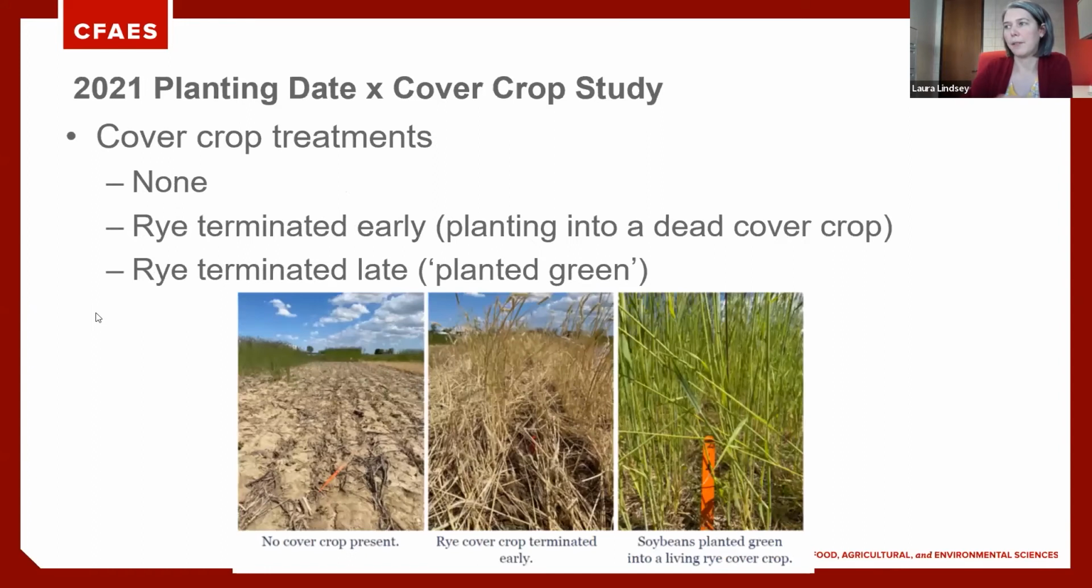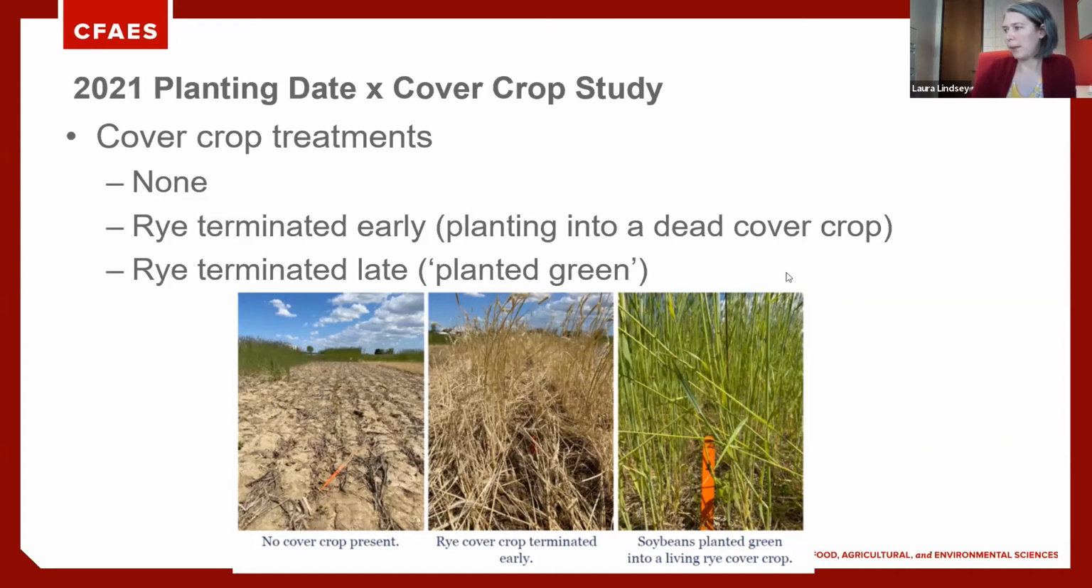And then we also had cover crop treatments. So we looked at none, so a non-treated control. We looked at rye that was killed early, so we planted into a dead cover crop. That's this middle picture here. This was all terminated with herbicide. And then we had a plant green or rye terminated late treatment, which is this last picture. Basically we planted soybeans and then killed the cover crop with herbicide within 1 week of planting. So you planted into a green standing cover crop.